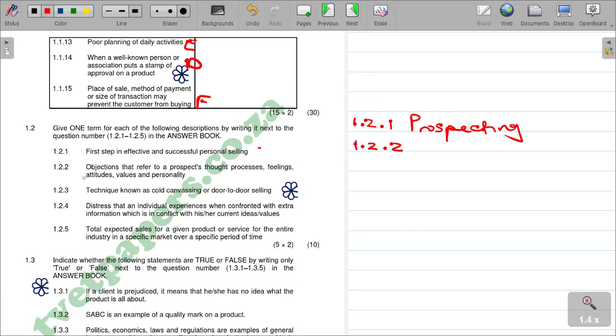1.22. Objections that refer to a prospect's thoughts, processes, feelings, attitudes, values, and personality. We call it psychological objections. So, psychological objections.